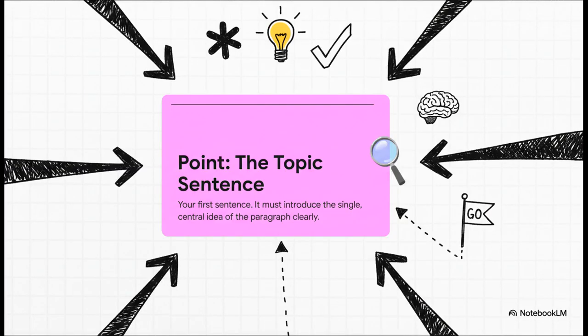First up, you've got P for point. This is your topic sentence, your opening shot, and it has one job and one job only, to introduce the single main idea of your paragraph. Not two ideas, not a vague thought, one clear idea. If you nail this, you've built a solid foundation for everything else.